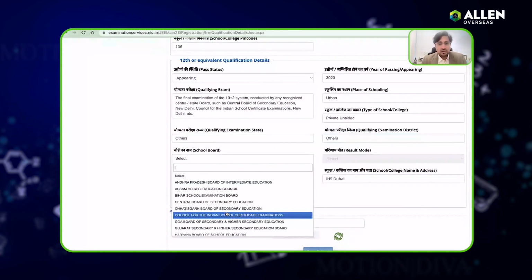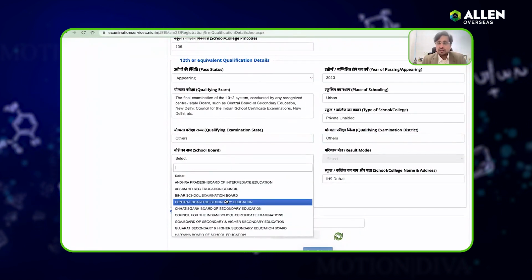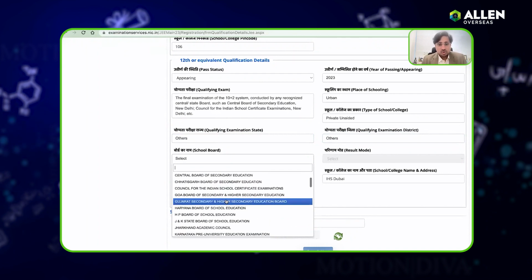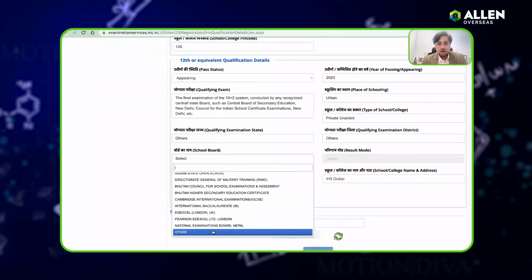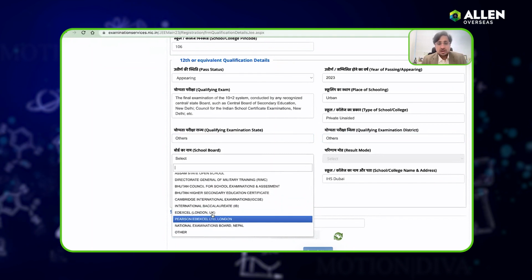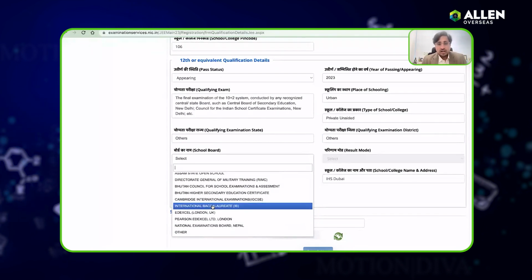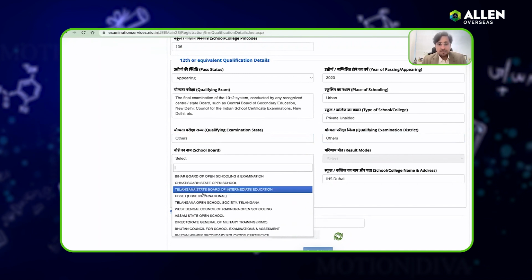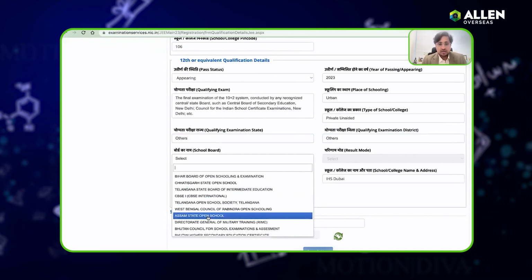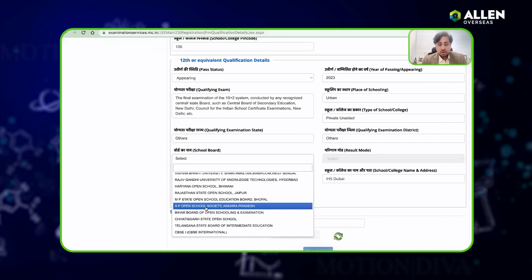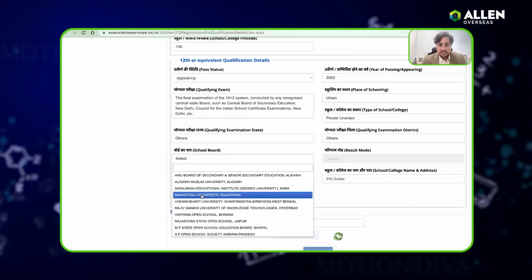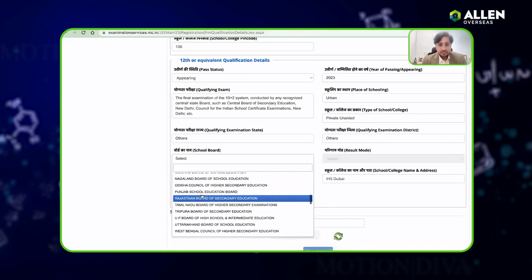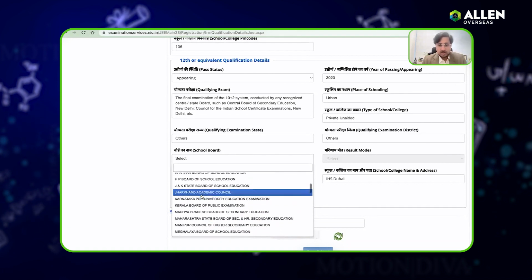And then what board you would be having, the school board you are having. So you can see there are many options available. This is the EdExcel board, IB board, Cambridge, and then we have Telangana, CBSE International is also available. And then you can see AP Open, Rajasthan. These are state boards also available. So many options are available.